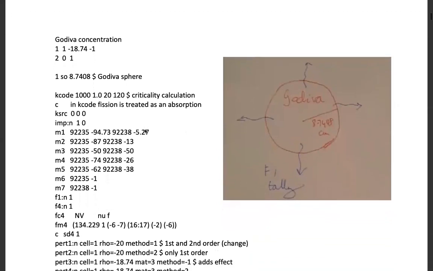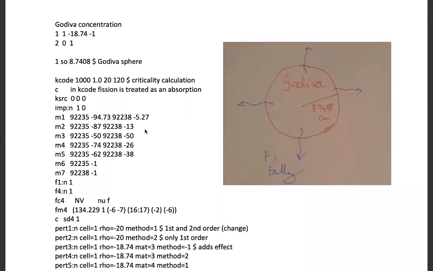Okay, now let me take you through the MCNP input file. This little sketch I've got here is to show you the picture. It's a sphere. Godiva is a sphere. It's a bare sphere of radius 8.7408 centimeters. So just put your hands that big, so about 17.5 centimeters is the diameter of the sphere. So just by your hands, get a feel for how big it is.